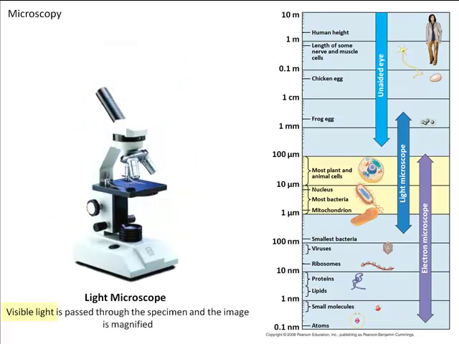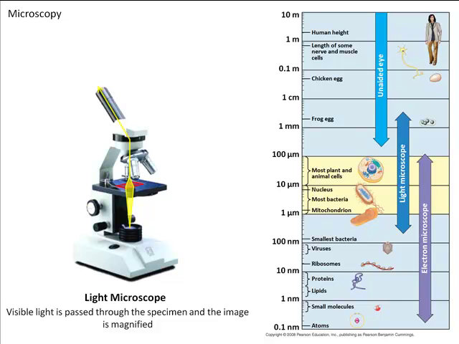A light microscope uses visible light to pass through a specimen mounted on a slide, and the image is magnified using a series of optical lenses. Because a light microscope uses visible light, it can only magnify a specimen to about 1,000 times its actual size. If you go beyond that, the resolution and the contrast of the image is lost, and you lose a lot of the detail in the image.